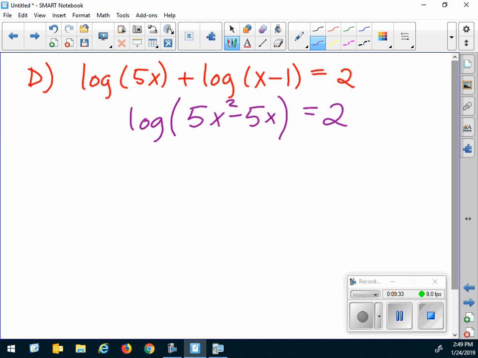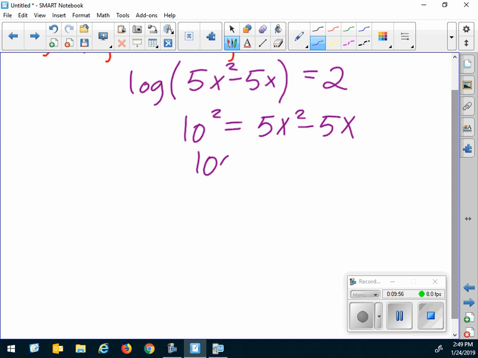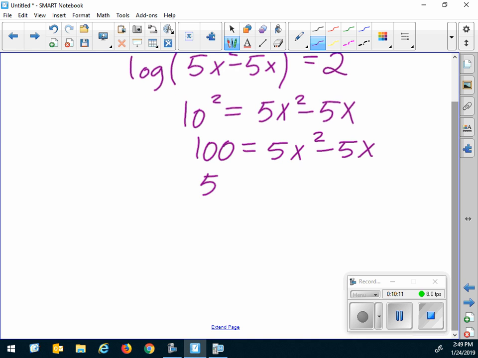Oh, but I know how to rewrite a log as an exponential. What's my base on my log? 10. 10 to the second power equals right here, yeah. I know my math. All right. How do I solve that? Minus 100. So I'm going to have 5x squared minus 5x minus 100.